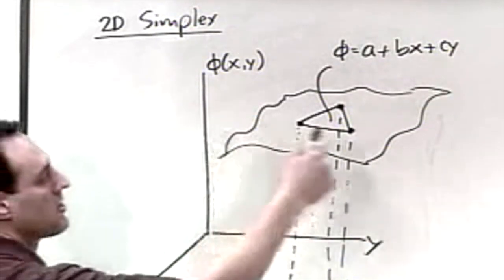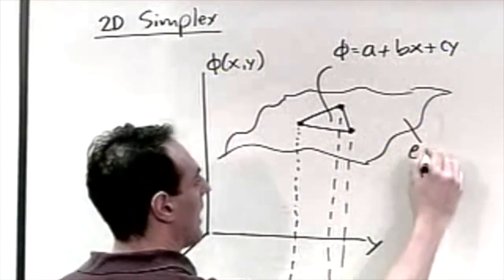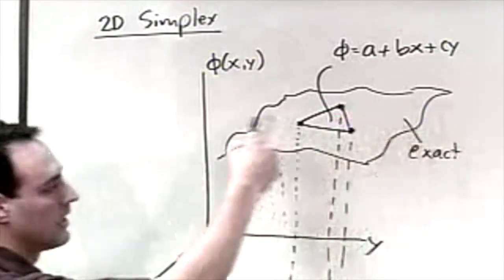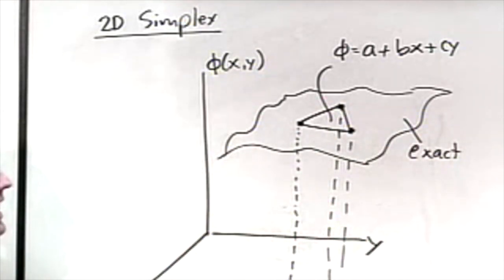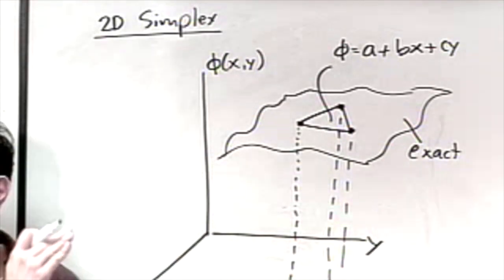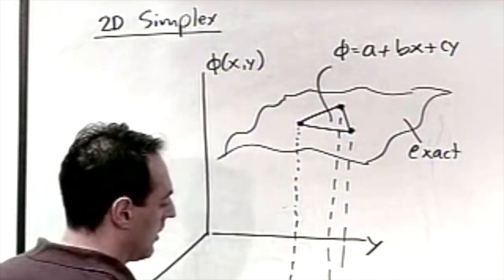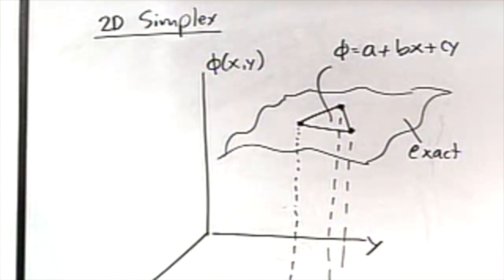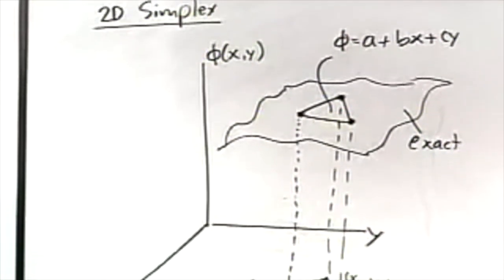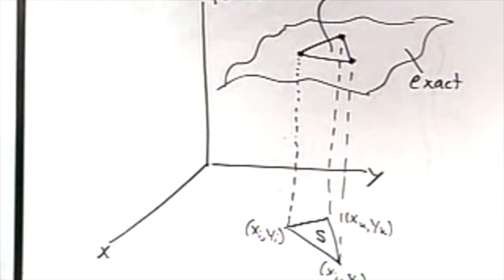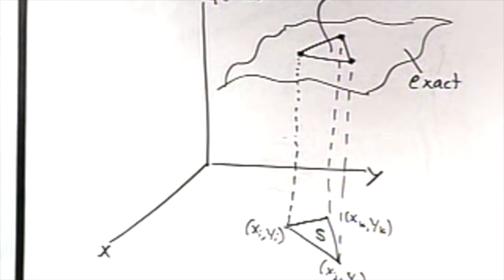Okay? And by the way, this surface up here is our exact solution. We're approximating our exact solution by that little piece. In this little region here, we draw a triangular plane and say that's the solution there. Much like what we did before. By the way, this triangle down here has area S. And we say, okay, now let's go through the same procedure as before and try to write down the equations for this thing.